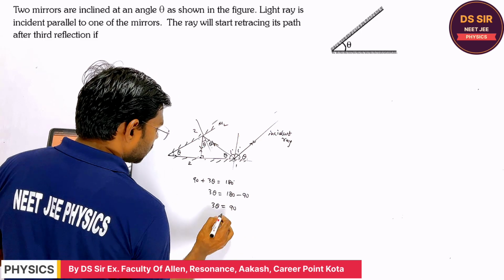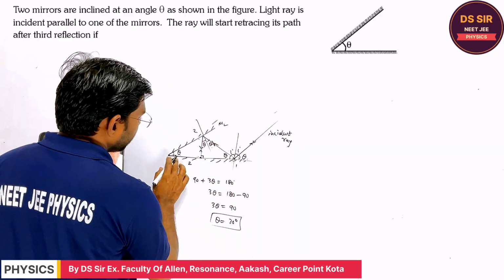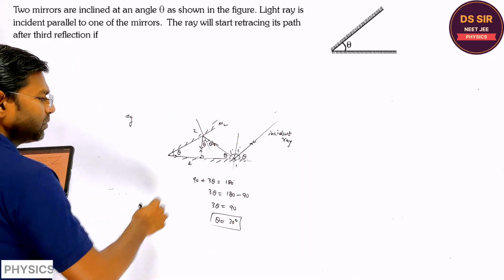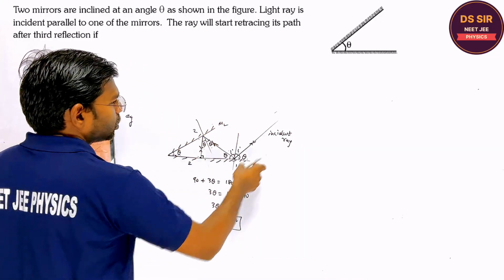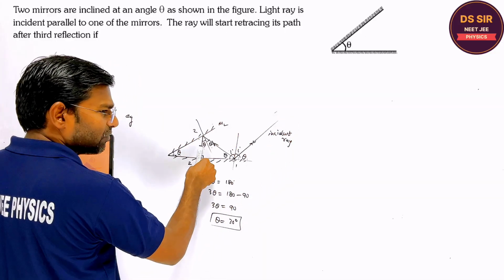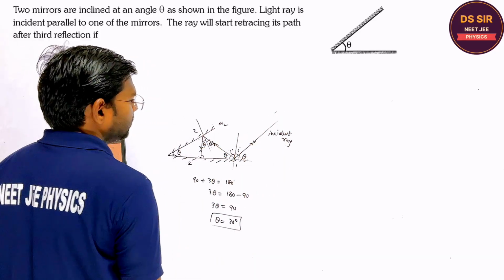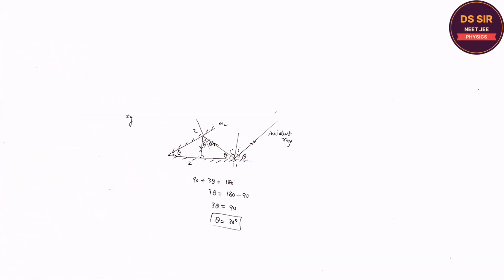So theta is equal to what? Theta is equal to 30 degrees. Right. So the angle between the two mirrors must be equal to 30 degrees, so that this is the first reflection, second reflection and third reflection, and it is reflected back. It retraces its path. Okay, copy this.